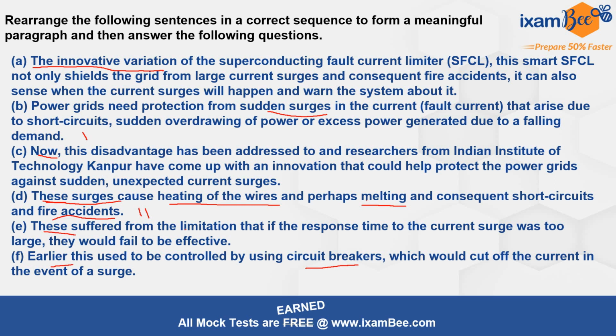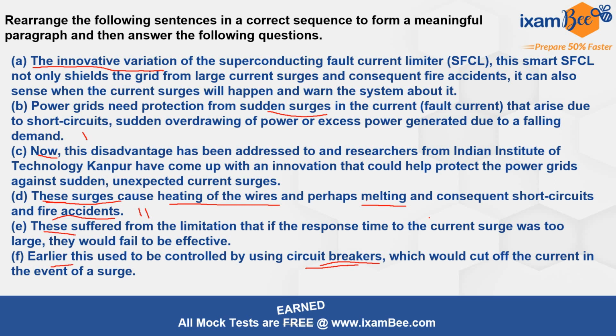Now look at E. These suffered from the limitation that if the response time to the current surge was too large, they would fail to be effective. So in sentence E, we describe the limitation of circuit breakers, right? That controlled all these problems of short circuits, fire accidents, etc. Now this solution had some limitation. What was the limitation? That if the response time to the current surge was too large, they would fail to be effective.